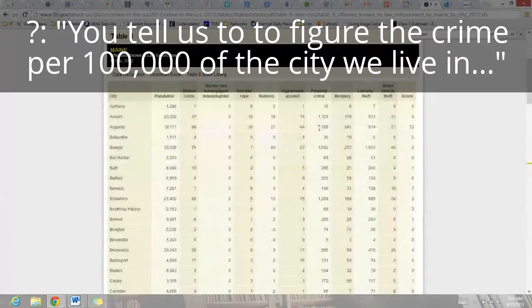the criminology class. Let's say we have a town with a population that is smaller than 100,000. Bangor is smaller than 100,000. I just picked that out of a hat. It has a population of 33,036, according to this screen. So how do we calculate the crimes per 100,000 if Bangor has less than 100,000? Okay, this is how we do it.